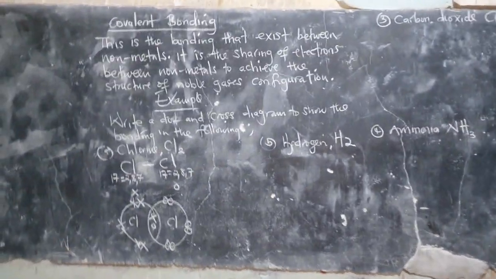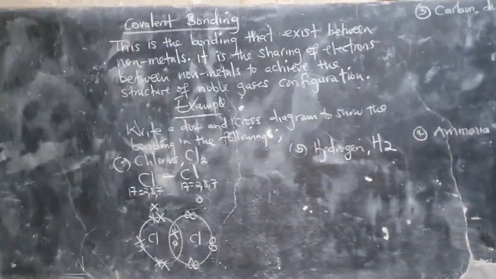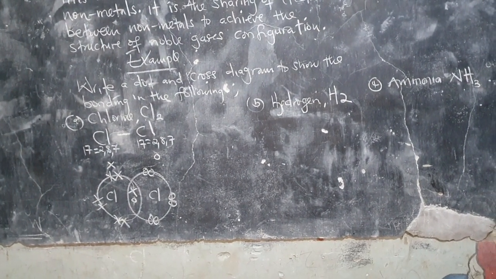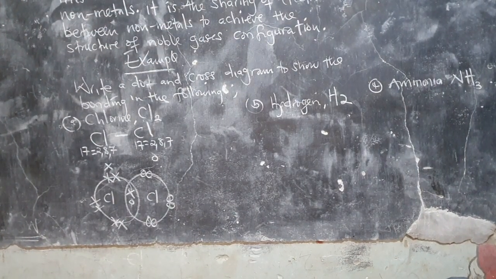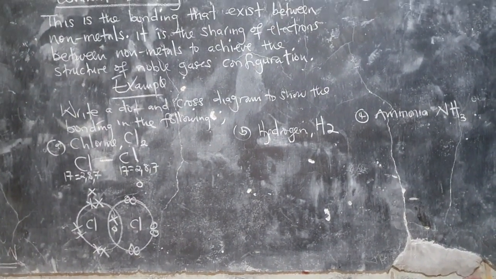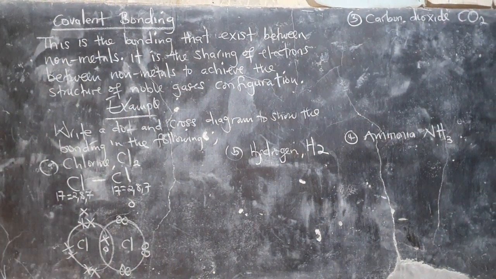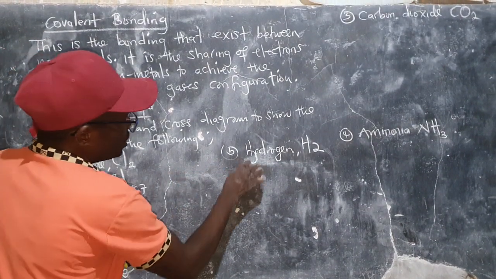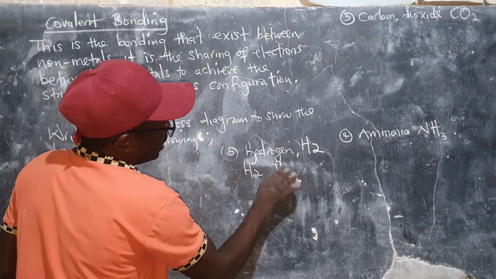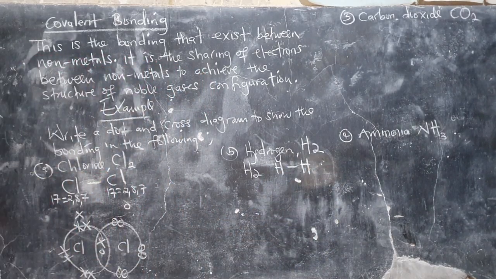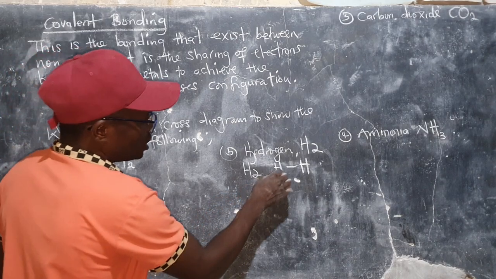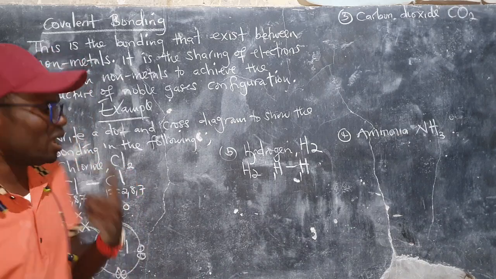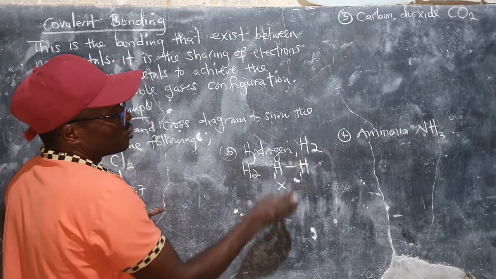When you look at hydrogen, we're doing the same thing that we did. Hydrogen here is H2. That means it is H-H. When you look at the periodic table, hydrogen has got 1. So even this one has got 1. For it to be stable, it needs to gain 1, and this one also needs to gain 1.